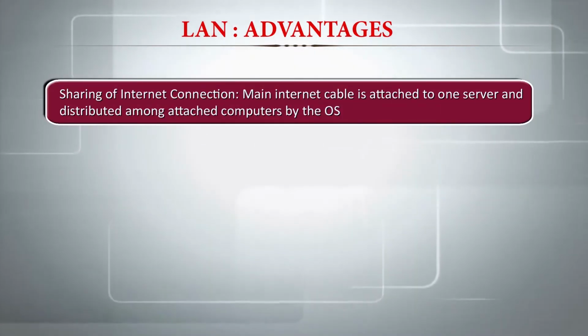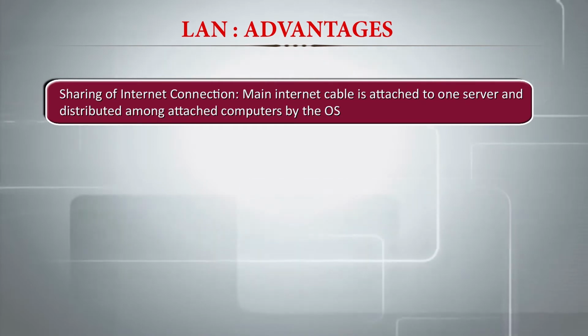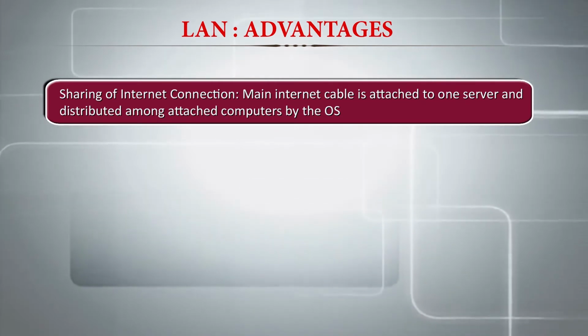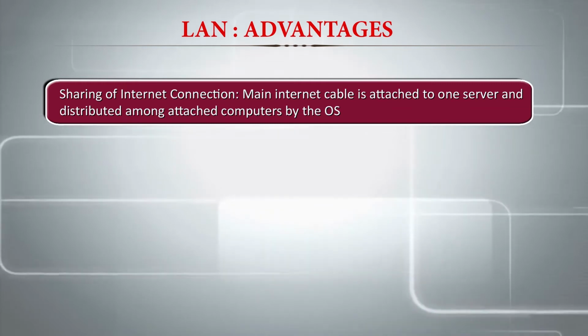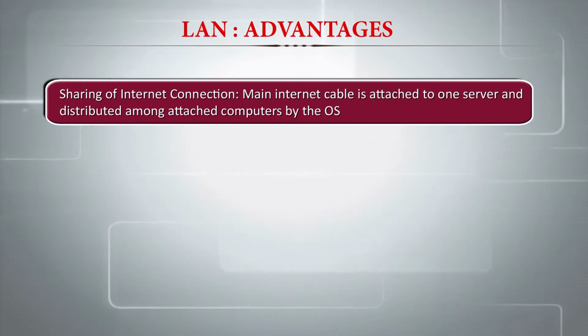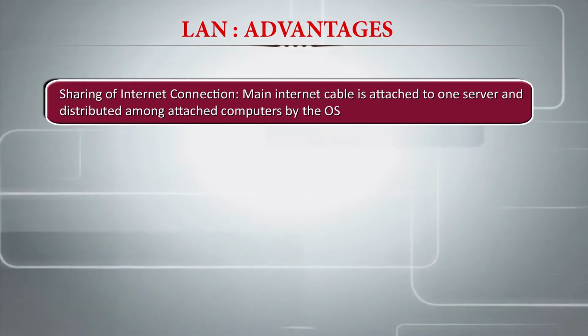Another advantage, a few points: you are sharing an internet connection. Every machine does not have to be connected directly; your server will be connected, and from the server the cable will come and then it will be connected. So the main internet connection is attached to one server and distributed among the attached computers by the operating system.